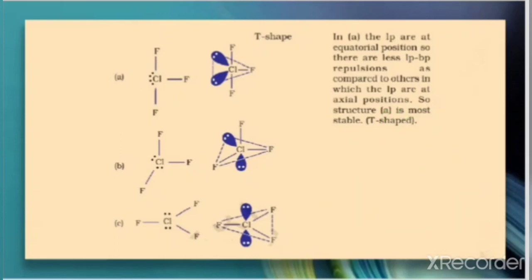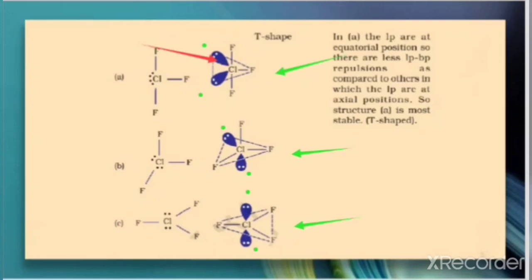Now again, here comes where we need to keep the lone pairs. In the first structure, the 2 lone pairs are kept on the equatorial position. In the second structure, you can see that one lone pair is on the axial position and one is on the equatorial position, and in this structure both lone pairs are on the axial position. So which is the most stable? That is the first structure, it is the correct structure.